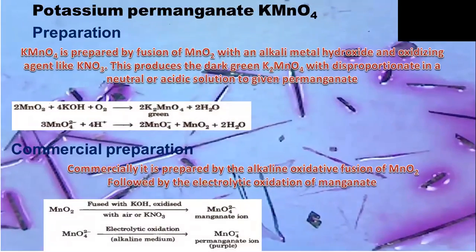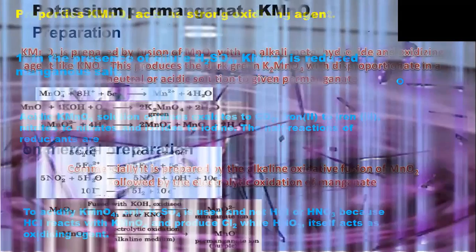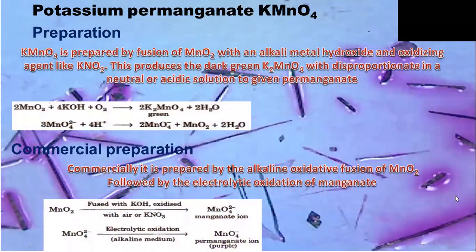Next, potassium permanganate KMnO4 preparation. KMnO4 is prepared by fusion of MnO2 with an alkali metal hydroxide and an oxidizing agent like KNO3. This produces the dark green K2MnO4, which disproportionates in a neutral or acidic solution to give permanganate. 2MnO2 plus 4KOH plus O2 gives 2K2MnO4 plus 2H2O. 3MnO4 2- plus 4H+ gives 2MnO4- plus MnO2 plus 2H2O.